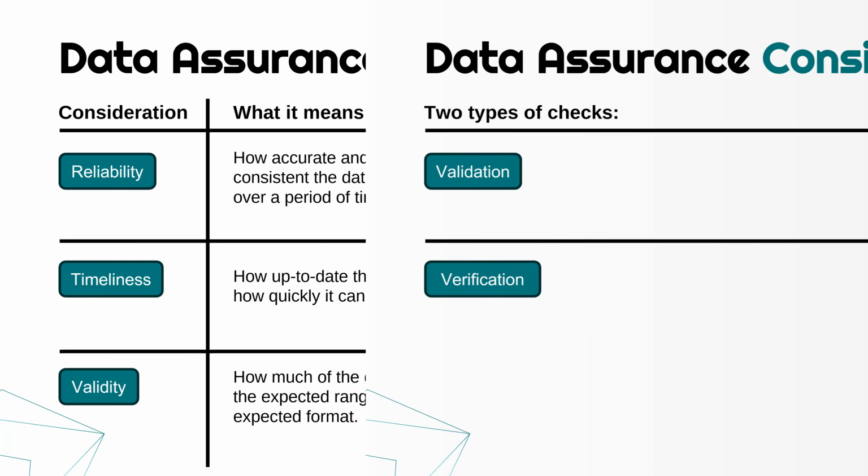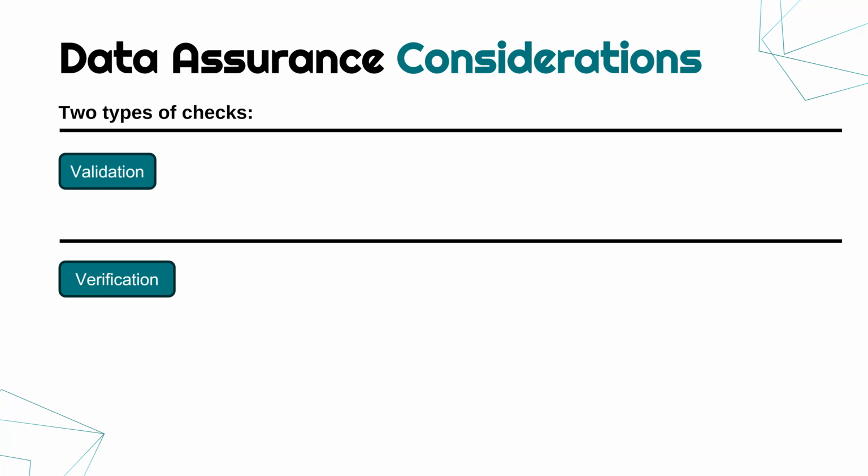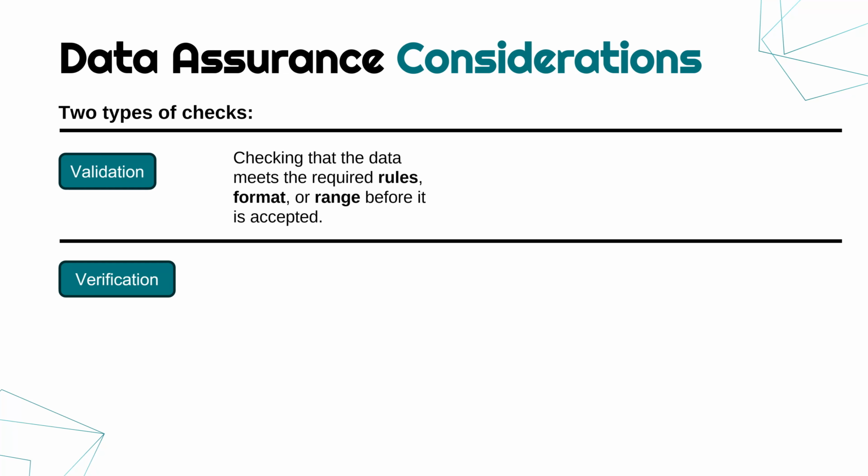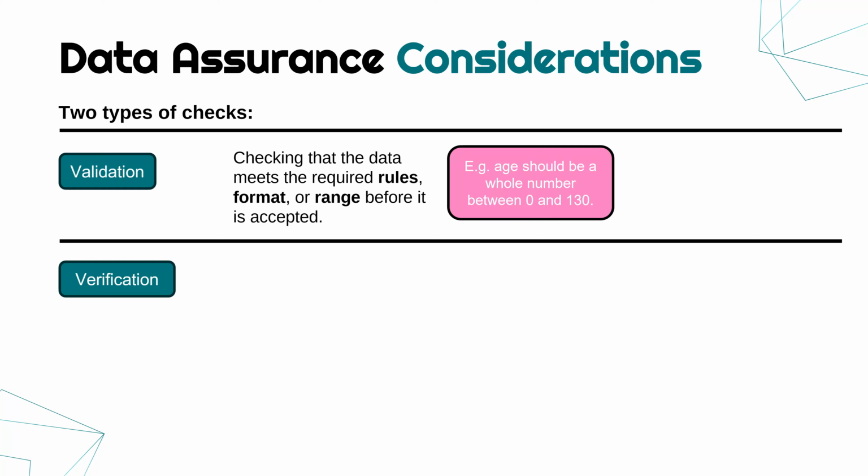Now, the final two to look at are two V words again, validation and verification. These are a little bit different because they're more checks we can do rather than properties of data. So validation is trying to see whether data is valid or not. So this goes hand in hand with validity. Validation is checking that the data meets the required rules, format, or range, crucially before it is accepted. So before I store my data, I need to do some validation to make sure it's in the correct format.